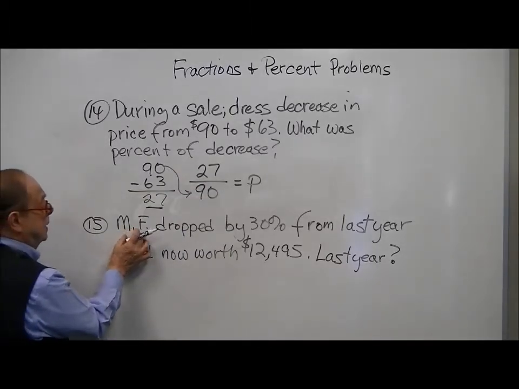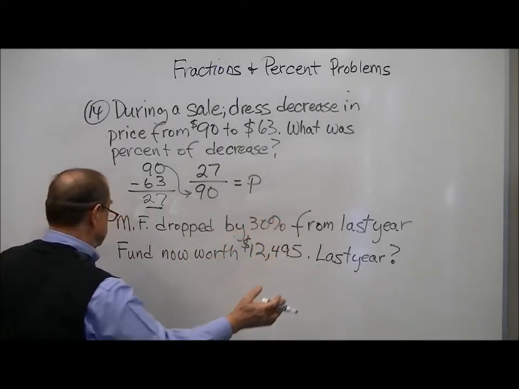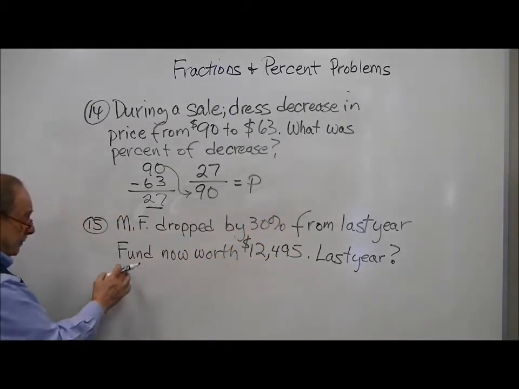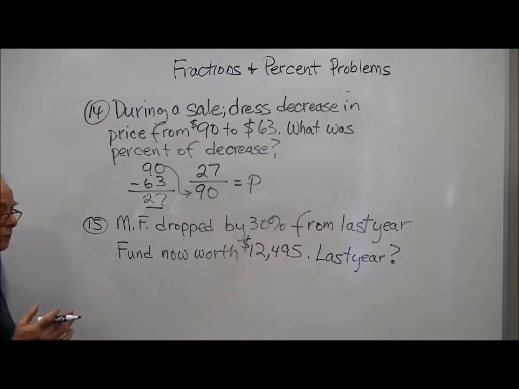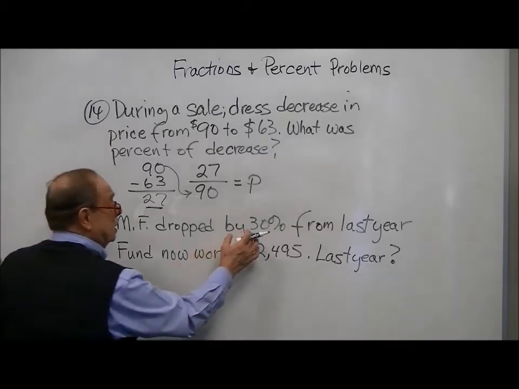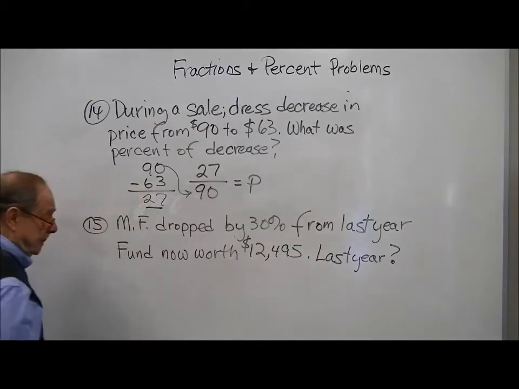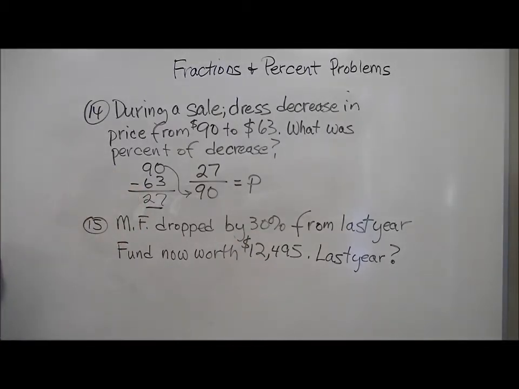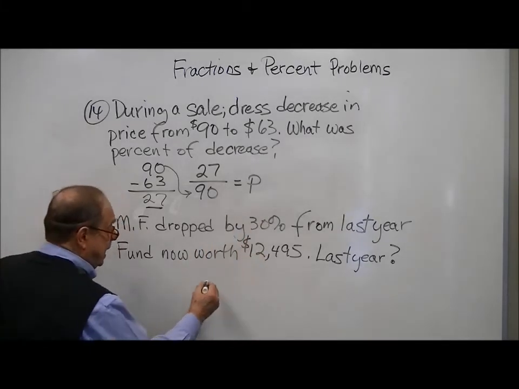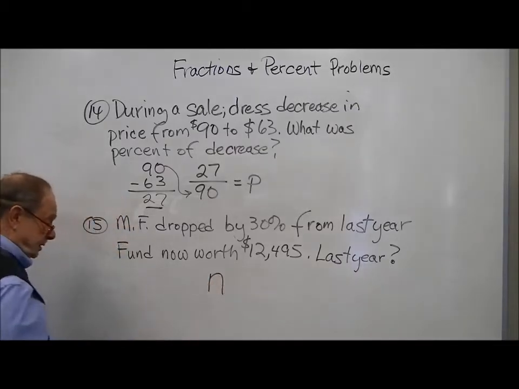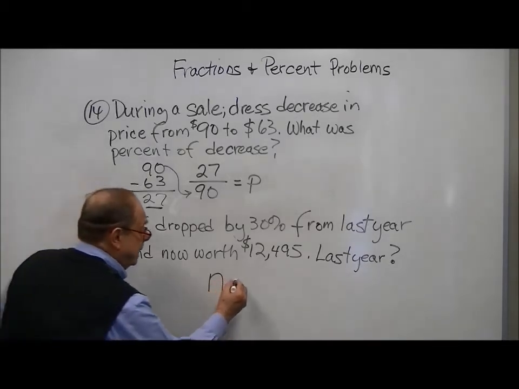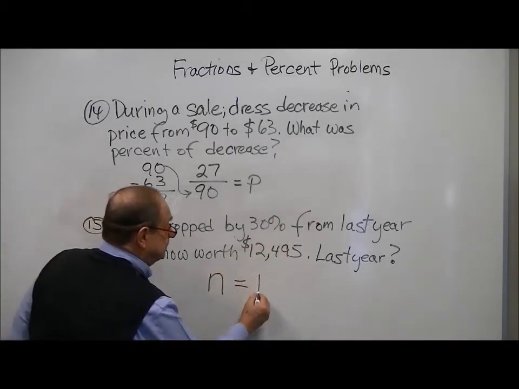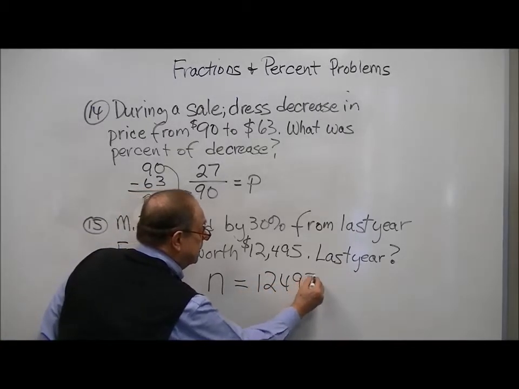Now here, a mutual fund dropped by 30% from last year's price. The fund is now worth $12,495. What was the fund worth last year before it lost that 30%? Well, let's say that fund was worth N last year. That was the amount it was worth last year. And that is going to equal this year.